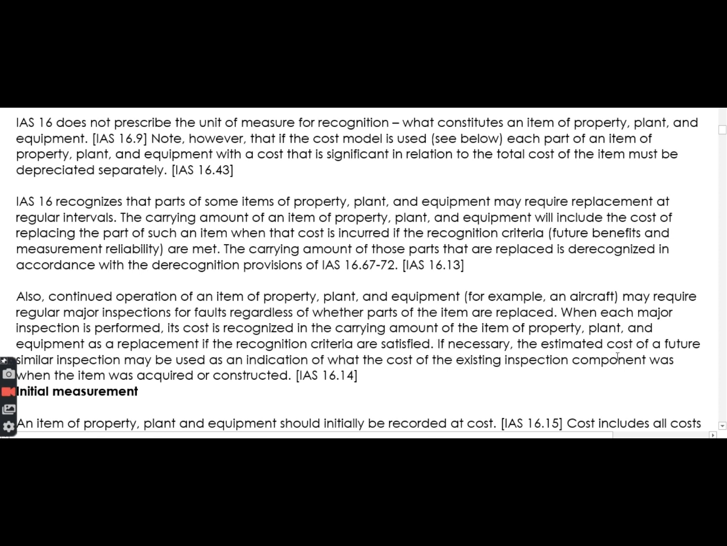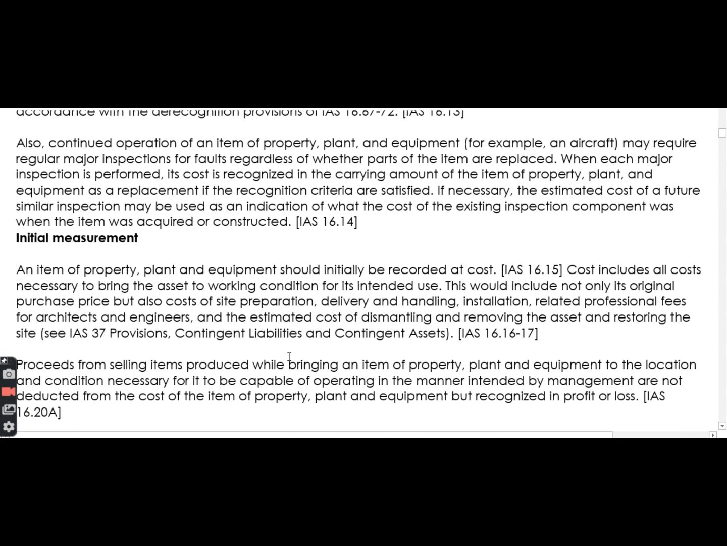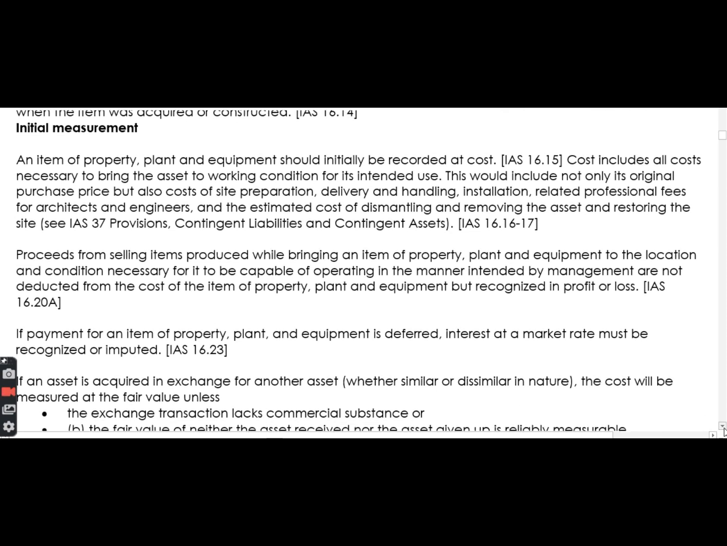If necessary, the estimated cost of a future similar inspection may be used as an indication of what is the cost of the existing inspection component when it was acquired or constructed. So basically, this is going to be our guide later on whenever there is a replacement of your parts or repairs. So we now go to initial measurement.